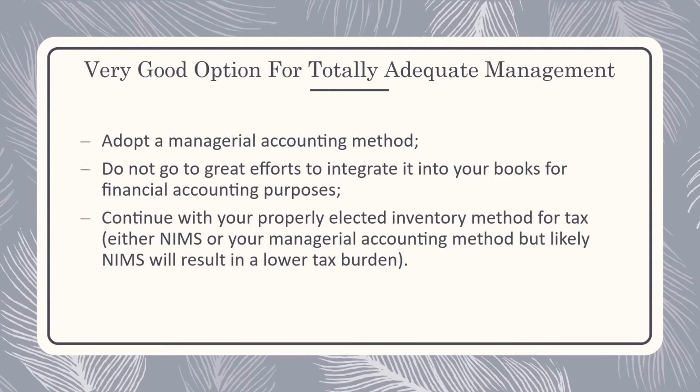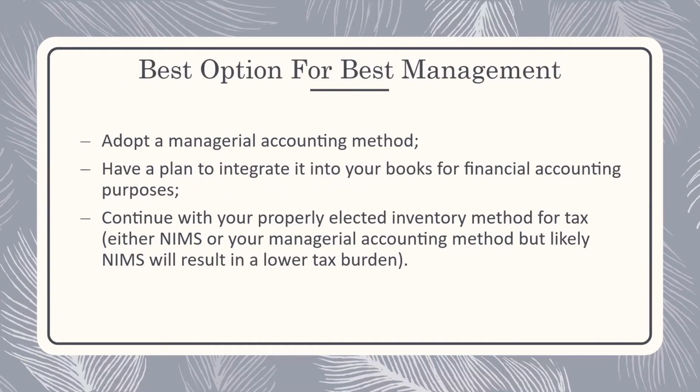The very good option for totally adequate management is to adopt a managerial accounting method. Do not go to great effort to integrate it into your books. And continue with your properly elected inventory method for tax. So the difference between the best option for best management is all the bells, all the whistles, all the capacity. If you adopt the managerial accounting method and you have a plan to fully integrate it into your books, which will take you some time, and you continue for tax purposes correctly.